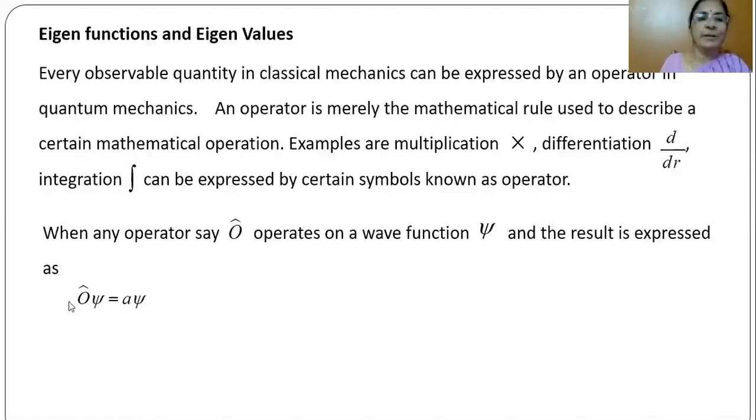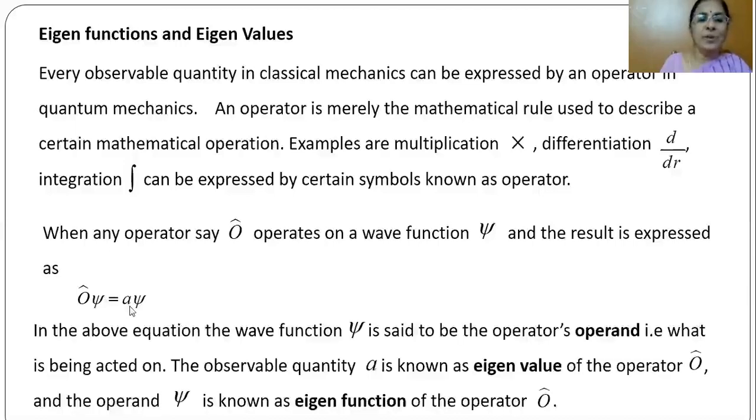Observe this result. Operator acts on psi and produces the result. In the result, you get back the same wave function modified by a scalar constant A. So in the above equation, the wave function psi is said to be operator's operand. Operand means this operator is going to act upon the observable quantity. A is known as eigenvalue of the operator, and the operand psi is known as eigenfunction of the operator. You see the operand psi. So after the operator acts on the operand, in the result, you must get the same operand. Then only the operand can be taken as eigenfunction, and the scalar quantity is taken as eigenvalue.